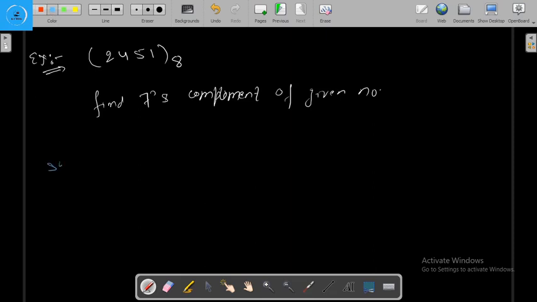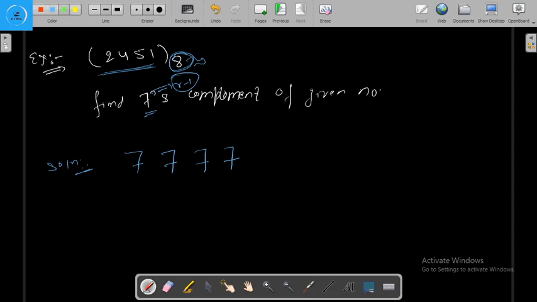what we are going to do, first we are going to check the radix. Okay, what is the radix? Radix is 8, and we have to find the 7's complement, which means this is the r minus 1's complement. So for finding the r minus 1's complement, we first write r minus 1, as many times as the number of integer digits present in the given number. So we have to write 7 four times, and then we are going to subtract the given number.